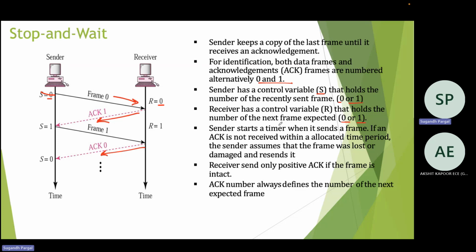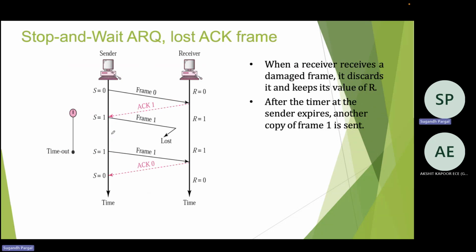The sender starts a timer when it sends a frame. If acknowledgement is not received within an allocated time period, the sender assumes that the frame was lost or damaged and resends it. The receiver sends only a positive acknowledgement if the frame is intact. The acknowledgement number always defines the number of the next expected frame. As we have seen, the acknowledgement will be 1 if frame 0 is received. Acknowledgement is 0 if frame 1 is received. So if any packet gets lost, or when a receiver receives a damaged frame, it discards it and keeps its value of R.